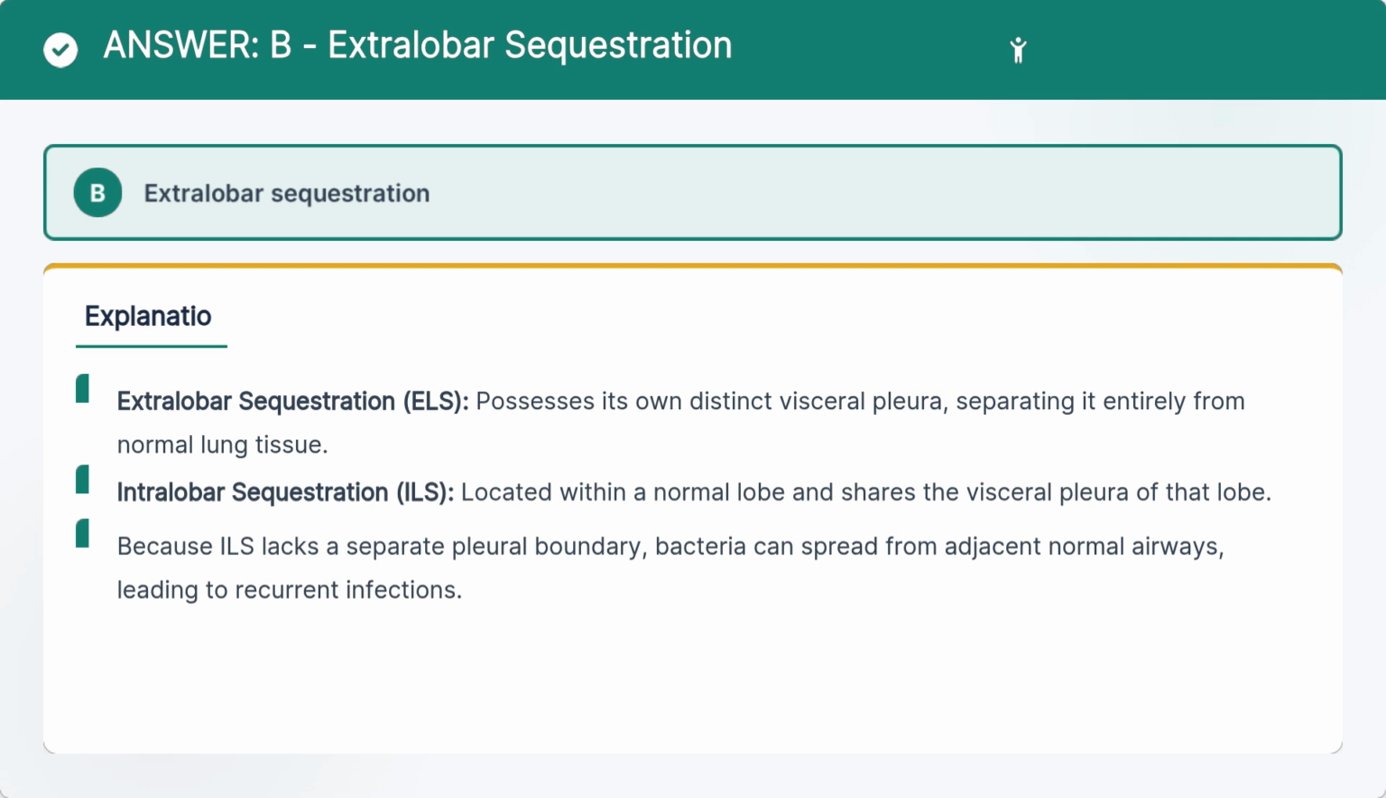This anatomical difference has an important clinical consequence. Because intralobar sequestration lacks a separate pleural envelope, bacteria from adjacent normal airways can reach the sequestered tissue through collateral ventilation pathways known as the pores of Kohn, making recurrent infection the hallmark presentation of intralobar sequestration. Extralobar sequestration, protected by its own complete pleural covering, rarely becomes infected.